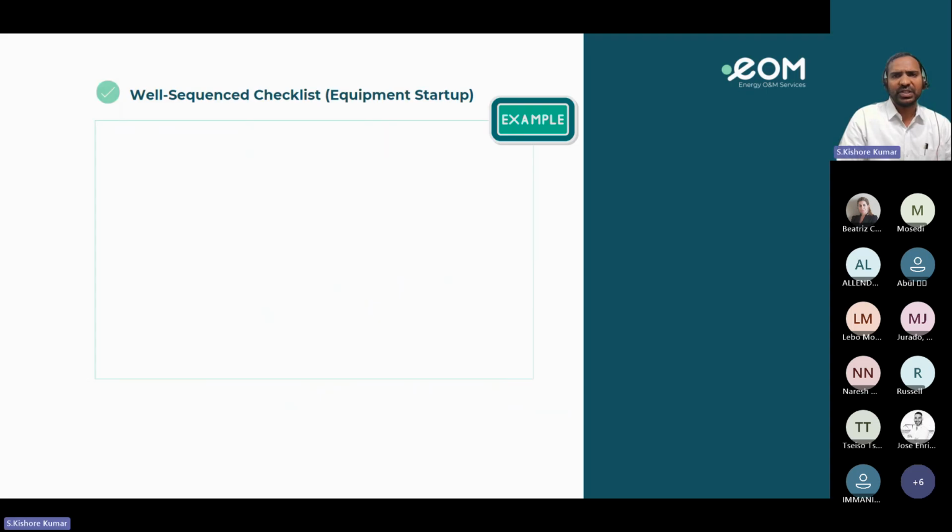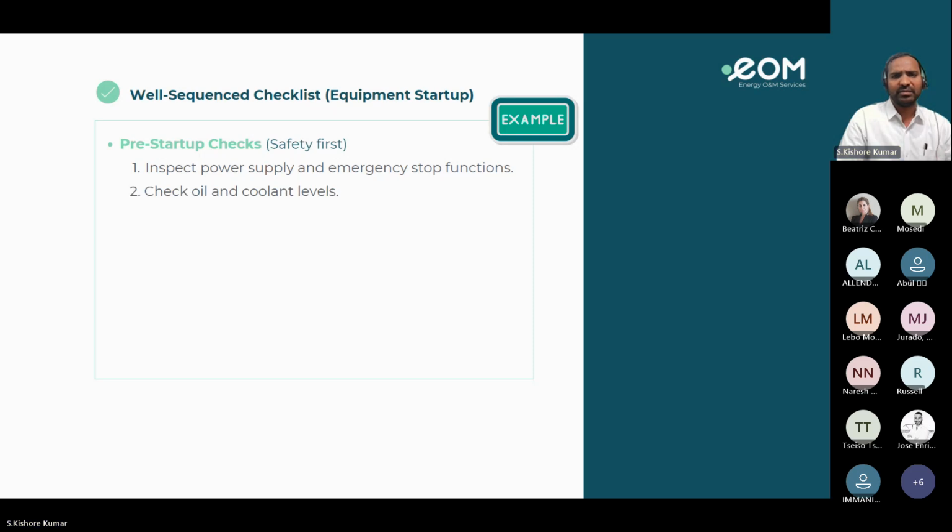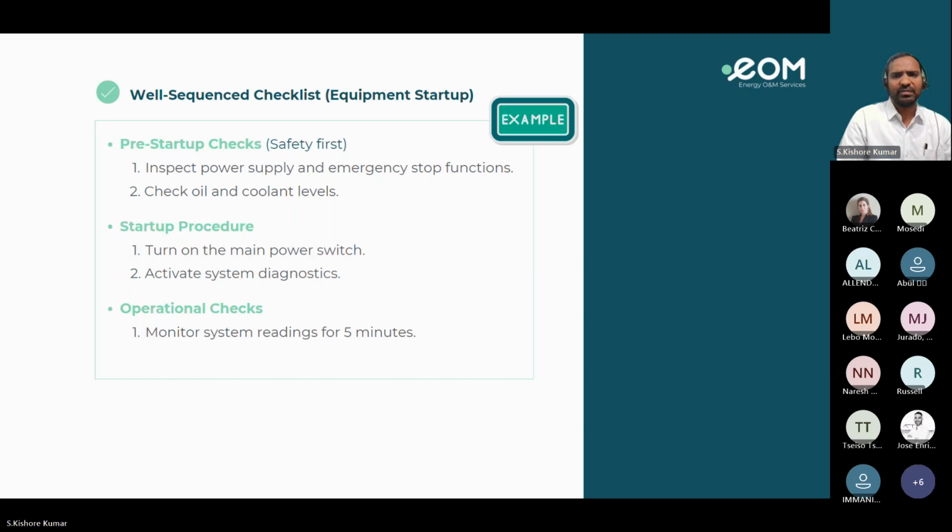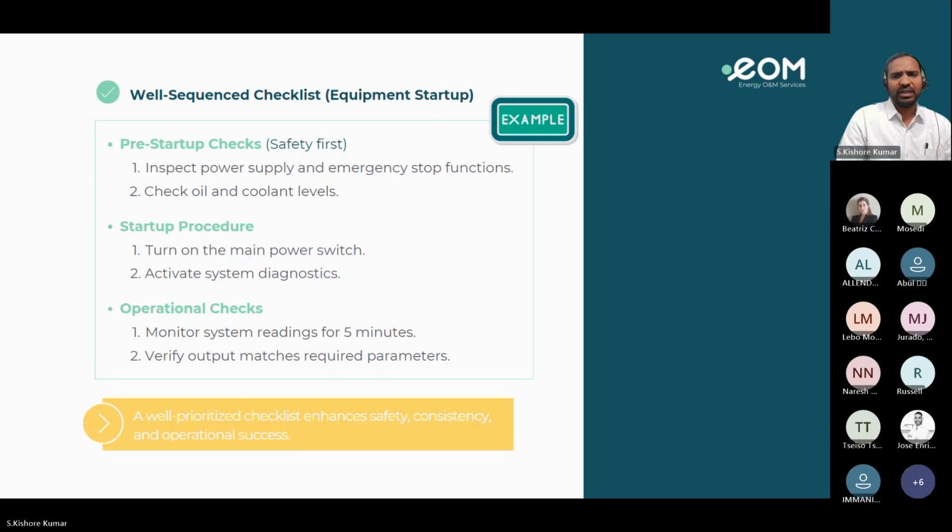Well-sequenced checklists, for example, equipment startup, pre-startup checks. Safety first: inspect the power supply and emergency stop functions. Check oil and coolant levels. The startup procedure: turn on the main power switch and activate system diagnostics. In operational checks, monitor system readings for 5 minutes. Verify output matches required parameters. A well-prioritized checklist enhances safety, consistency, and operational success.